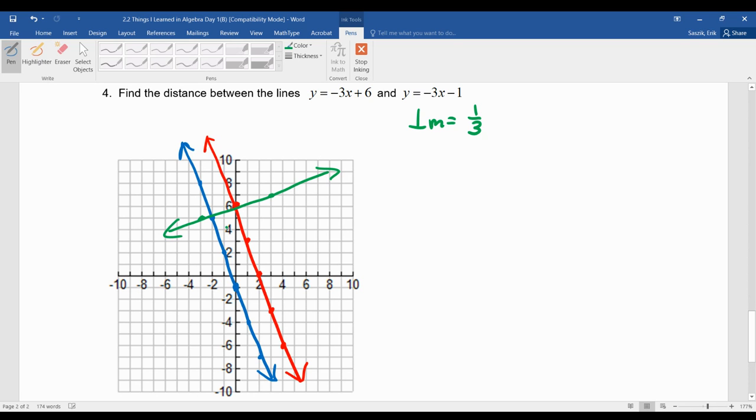There is my line. It might not look exactly perpendicular, but it looks pretty good. That's not bad. Okay? Now, what I have to do, and this is what's tricky now.